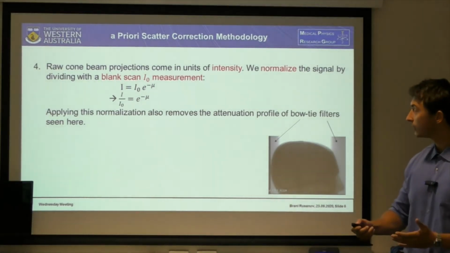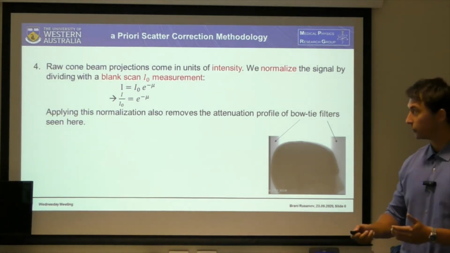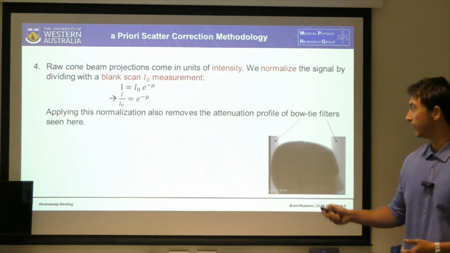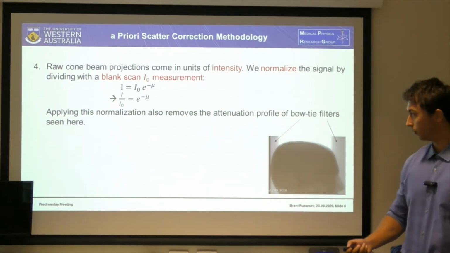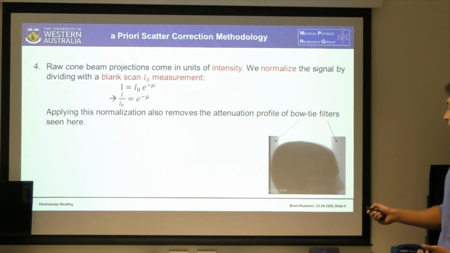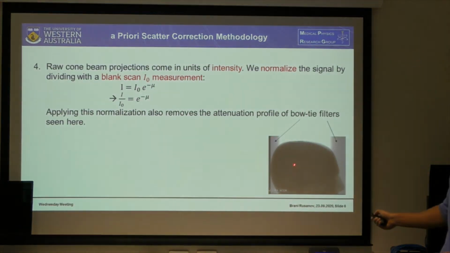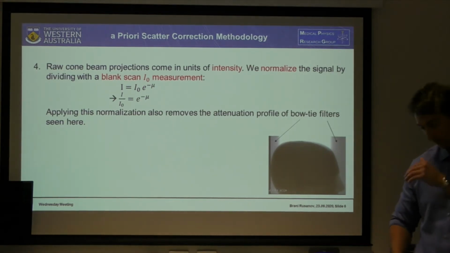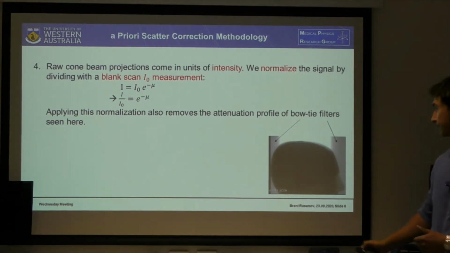Step 4, the raw cone beam projections come in units of intensity from the Varian CBCT machine. So we need to normalize them by taking a blank scan measurement, and this is the Beer-Lambert law. We essentially just divide both sides by the blank scan measurement in order to normalize. Furthermore, by normalizing, we also remove the attenuation profiles seen here on the left and right that are caused by the bow tie filters present in the cone beam source.